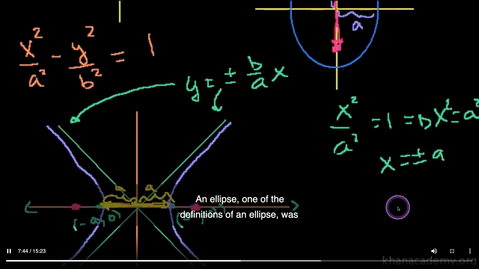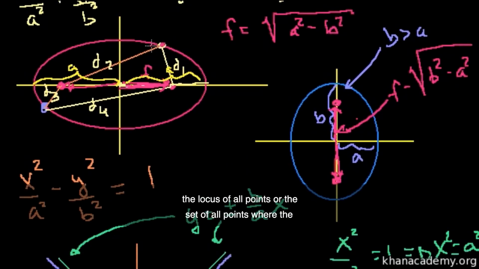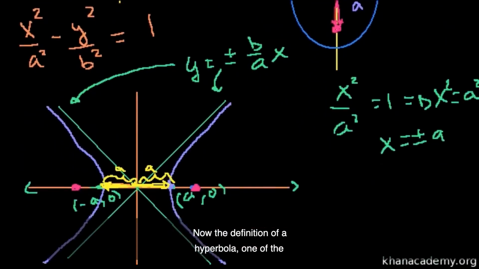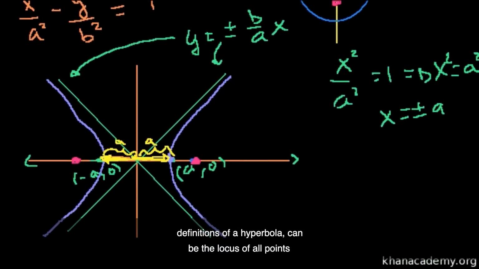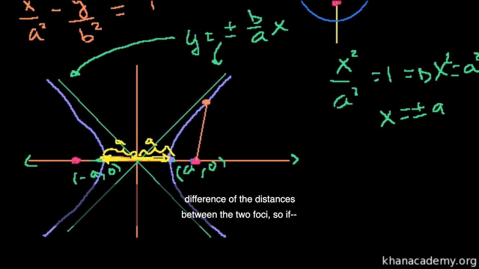One of the definitions of an ellipse was the locus of all points, or the set of all points, where the sum of the distances from each of those points to the two foci is a constant. Now one of the definitions of a hyperbola can be the locus of all points where you take the difference, not the sum, of the distances to the two foci.